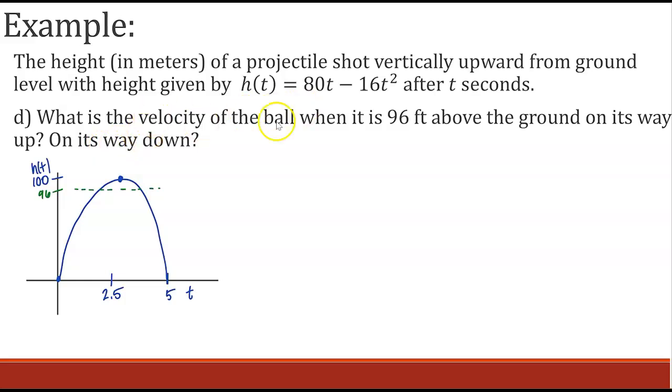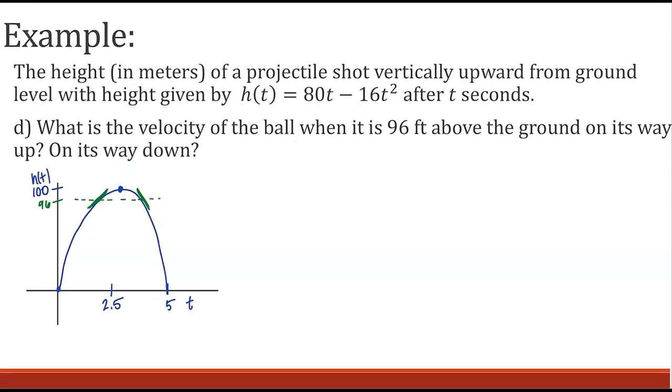But I want to know the velocity of the ball at that time. So that's asking for the slope of the tangent line. What is the slope when the ball is exactly 96 feet above the ground? Well, first, I'm going to need to know when that happens. When is the ball 96 feet above the ground? I'm going to have to set the height function equal to 96 to find the times when it happens. I'm in search of what time it happens.